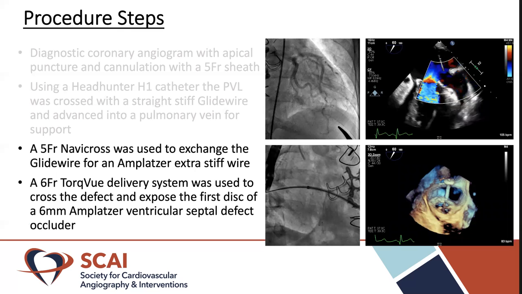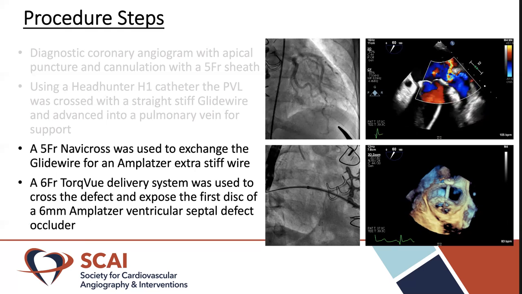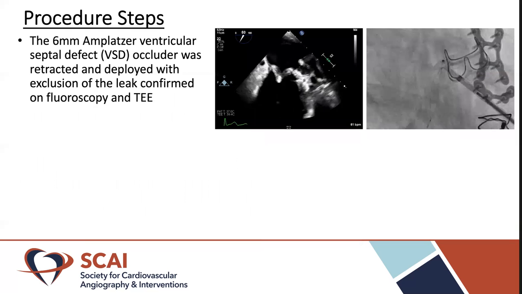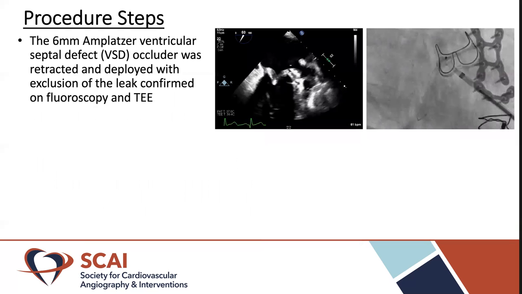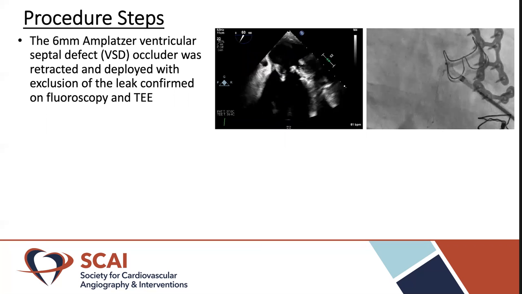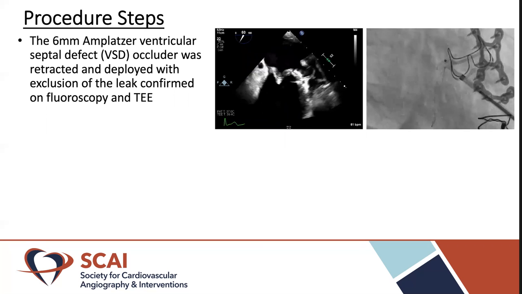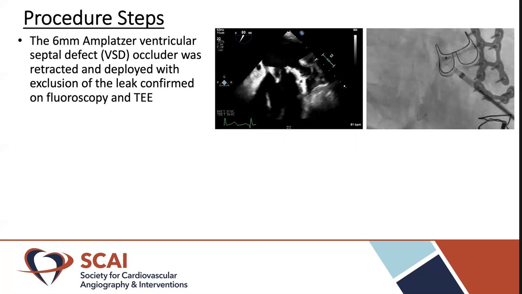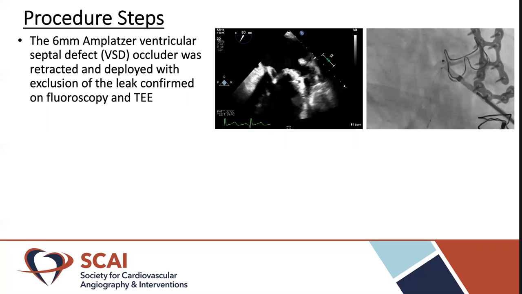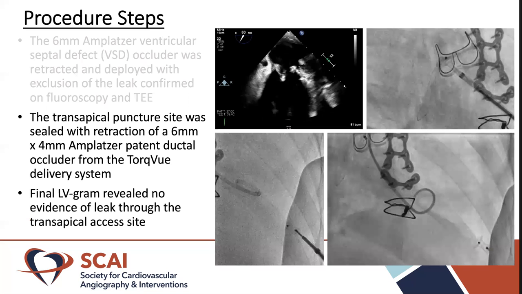In the bottom right panel, you can see the TorqVue device, which is in the left atrium with the left atrial disc deployed here. Next, you can see that we're pulling the device back against the left atrial aspect of the leak. You can see both fluoroscopically and on echo what that looks like. Next, we successfully deployed the device itself with our TorqVue being in the left ventricle.